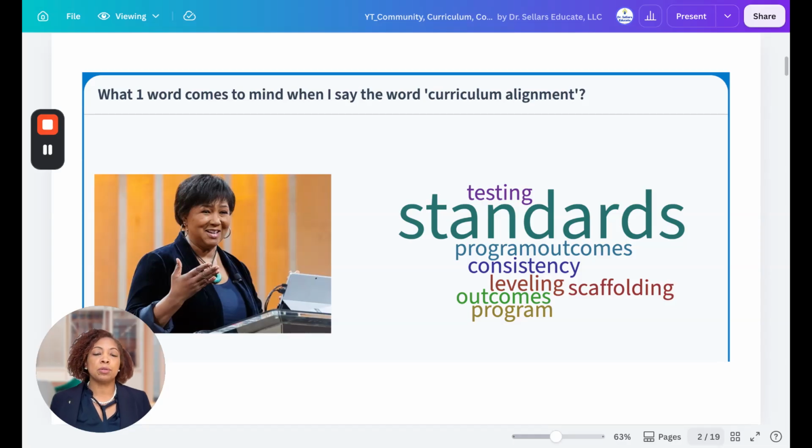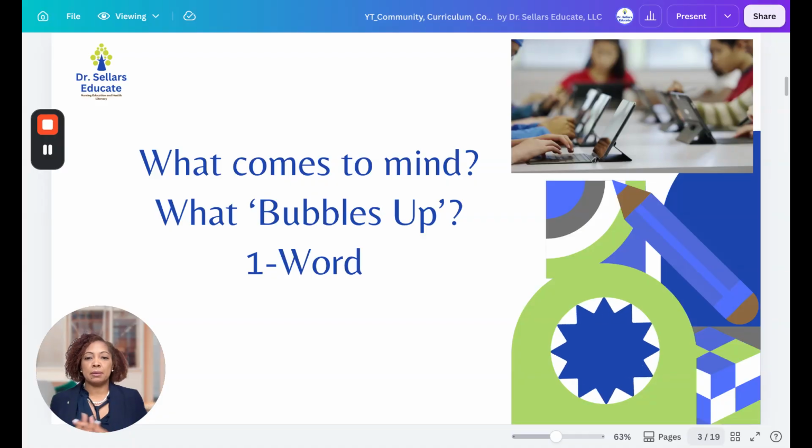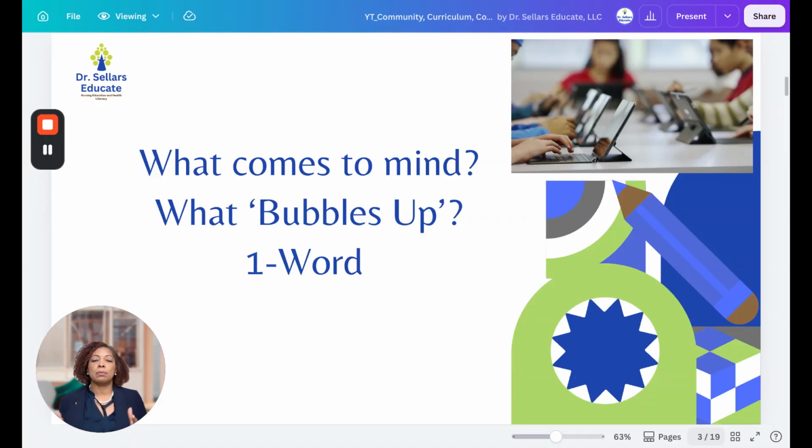We know that when it comes to a course, we have specific learning objectives, and we want to make sure there's alignment with those learning outcomes as we plan our students' learning experience across our course. Maybe consistency comes to mind, leveling, scaffolding. Those are all great examples that colleagues have previously shared with us using this word cloud strategy to really describe what comes to mind. Okay, so I want you to think about what bubbles up for you.